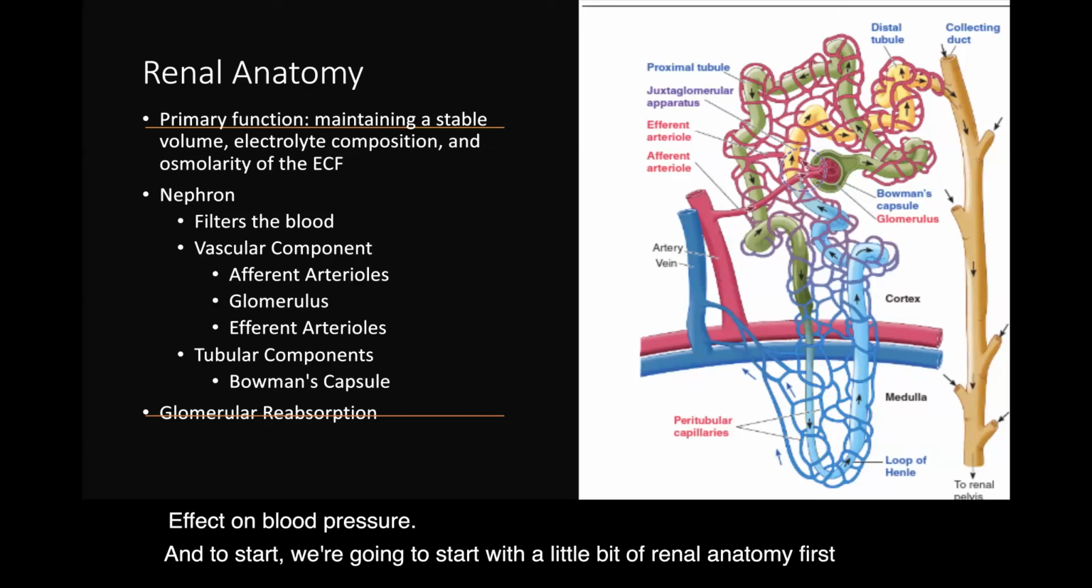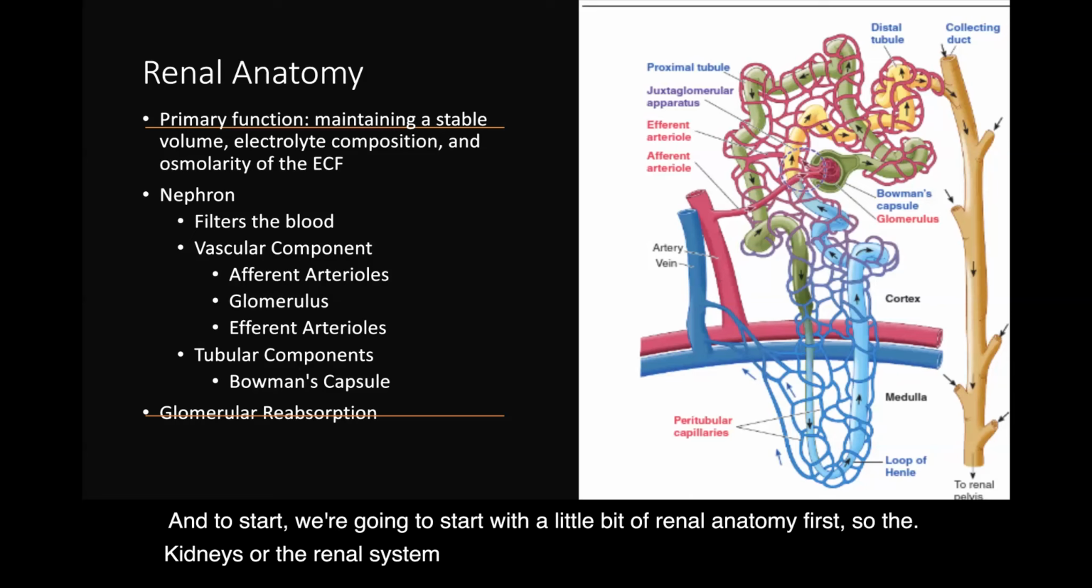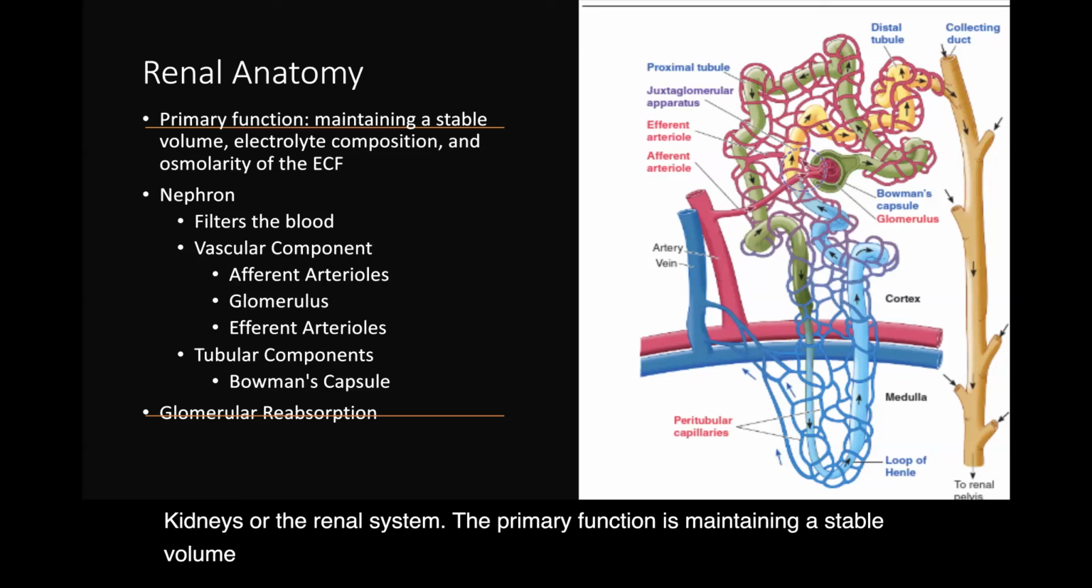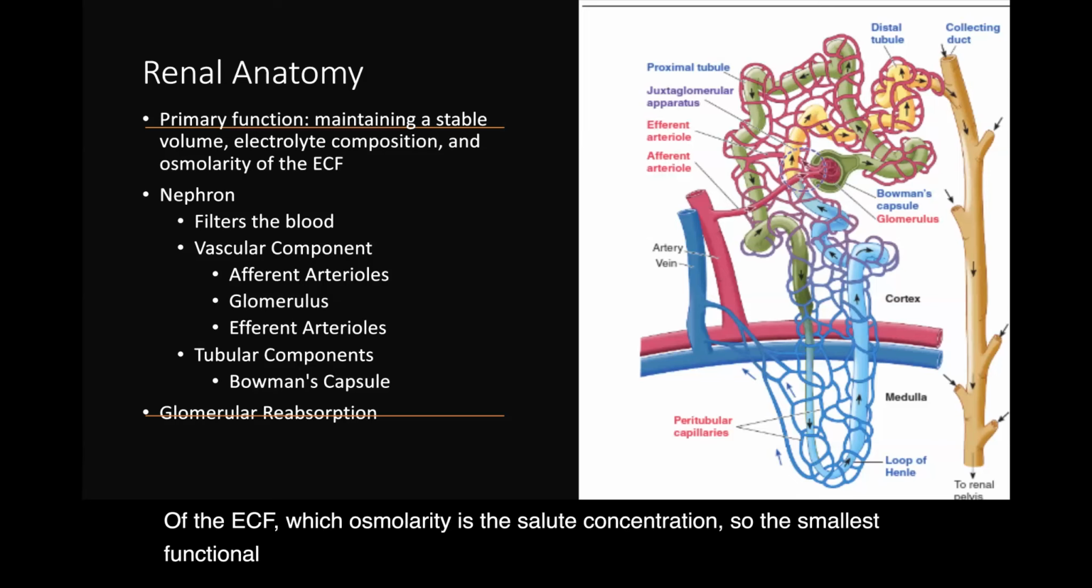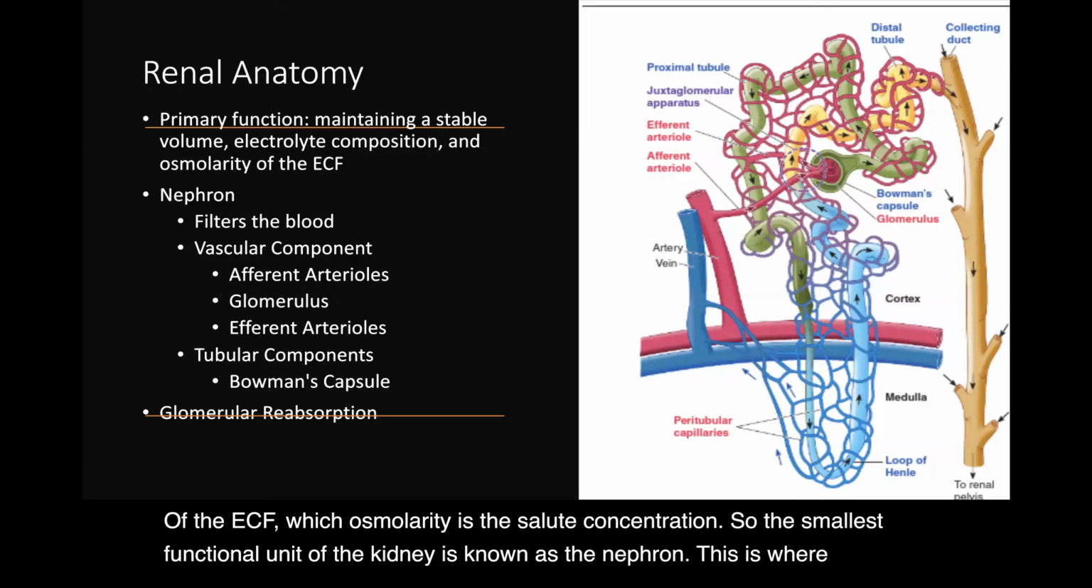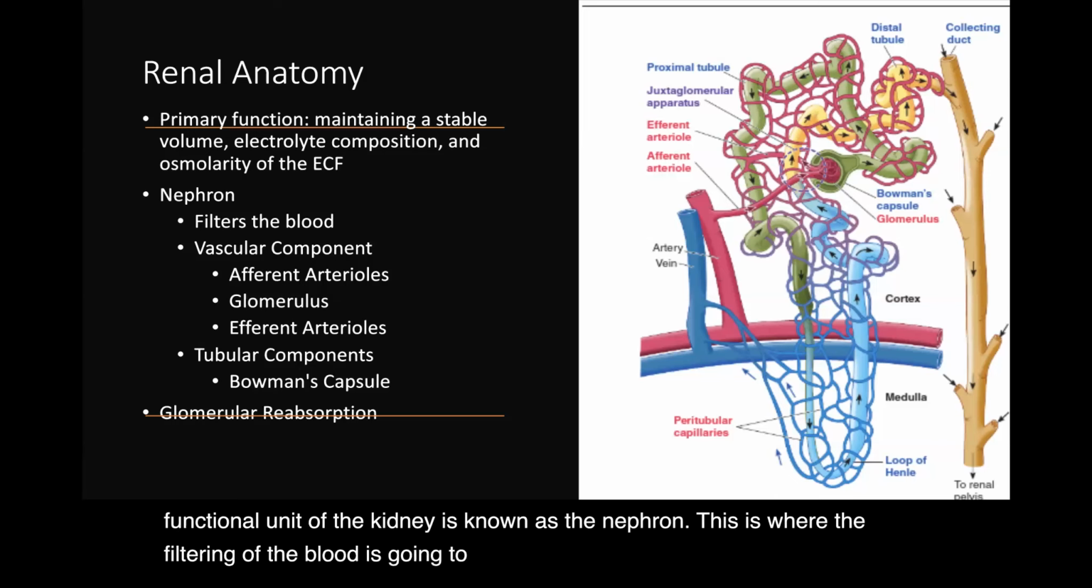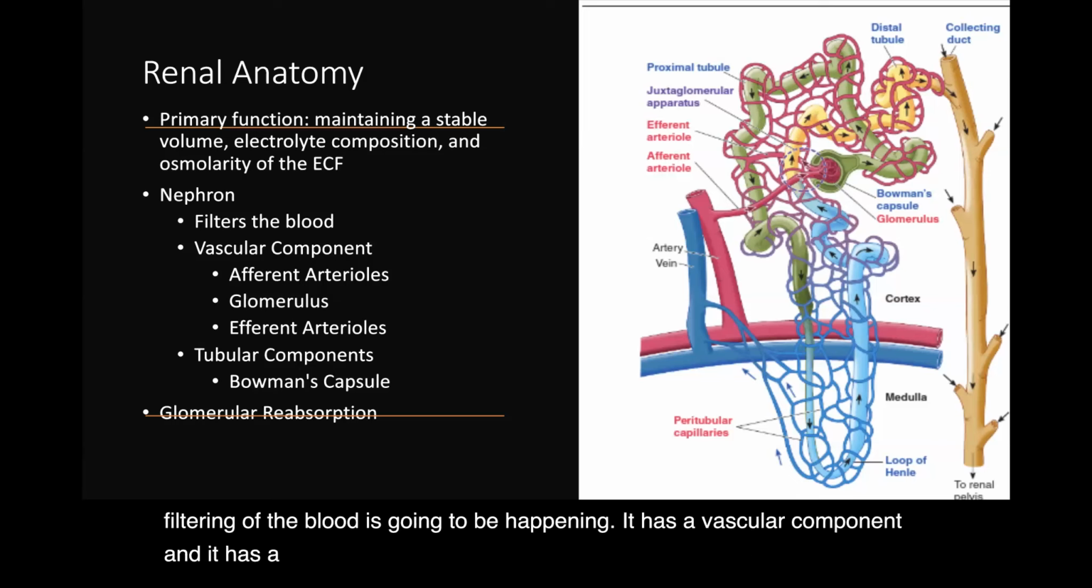So the kidneys, or the renal system, the primary function is maintaining a stable volume, electrolyte composition, and osmolarity of the ECF, which osmolarity is the solute concentration. So the smallest functional unit of the kidney is known as the nephron. This is where the filtering of the blood is going to be happening. It has a vascular component and it has a tubular component.